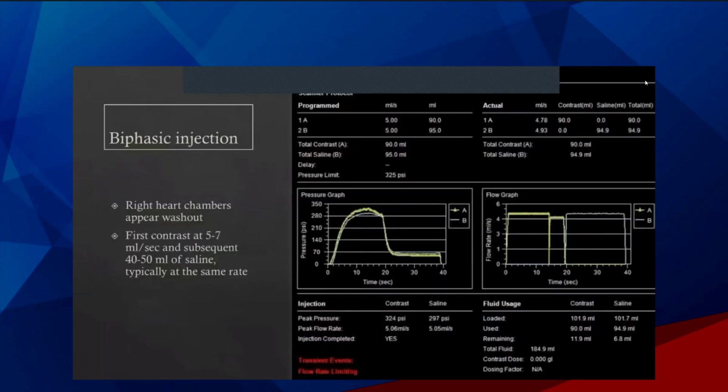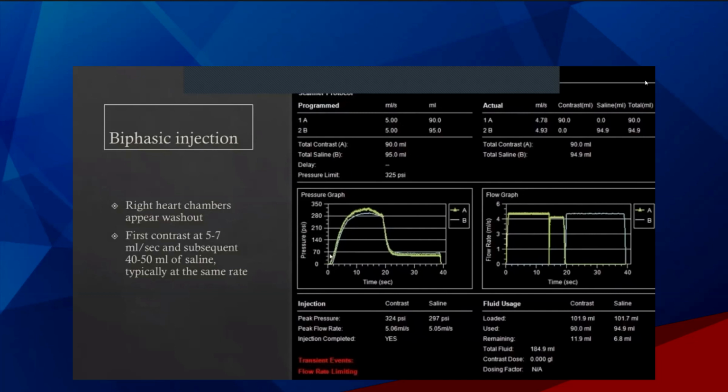At times we use the biphasic injection. We want to make sure that we wash the right heart chambers out, because you want to see your contrast in your left ventricle and your aortic root, and your coronary arteries come off the aortic root. So that's what you really want to see, so there's not a lot of artifact or anything like that.